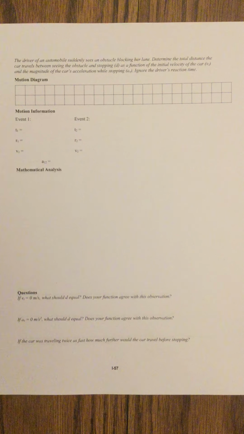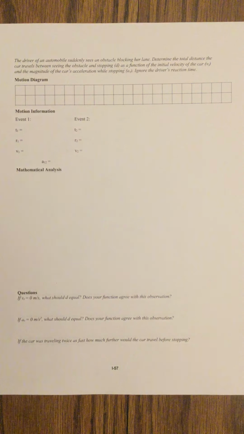This is problem 57 for Model 1. The driver of an automobile suddenly sees an obstacle blocking her lane. Determine the total distance the car travels between seeing the obstacle and stopping as a function of the initial velocity of the car and the magnitude of the car's acceleration while stopping. Ignore the driver's reaction time.